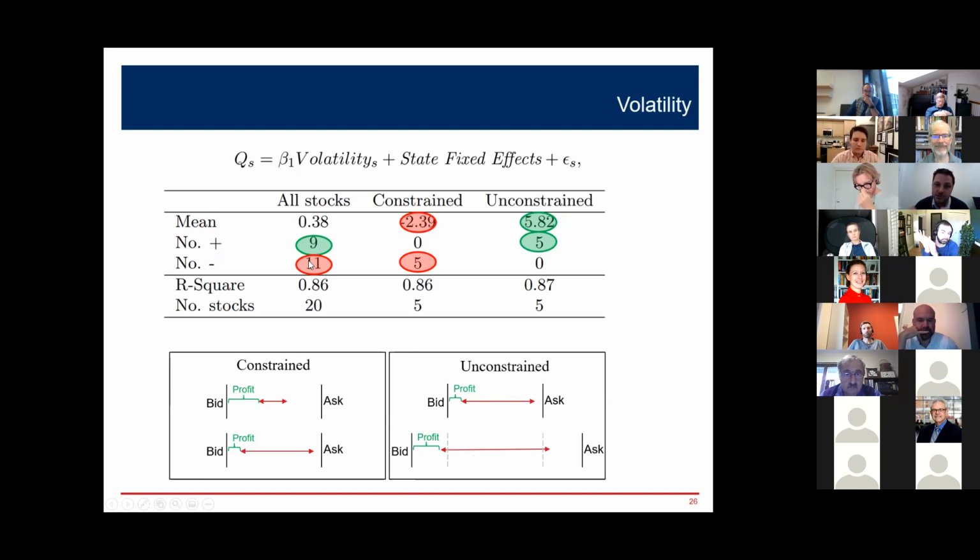And so what happens when I break my subsample up into the 5 most constrained stocks? All 5 of them have a negative and significant coefficient. So exactly consistent with this, when volatility goes up, they always stay constrained, and profit goes down. And if I run that same regression on my 5 most unconstrained stocks, we find this result. When volatility goes up, profit goes up, or the expected profit of the limit order goes up. So you can see you get that mixed effect coming out in the data.